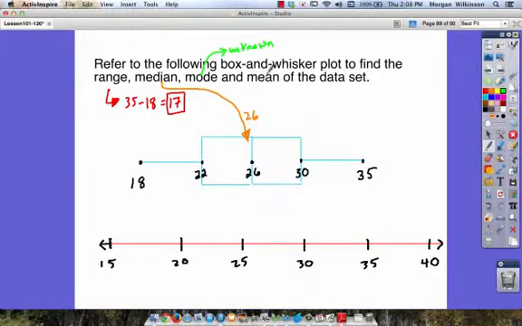And the mean. Well, to find the mean, you have to add up all the data and divide by the number of numbers. Again, all we have here are the lower and upper extremes, the median, and the lower and upper quartile. We don't know what all the data is, and we don't even know how many numbers there are total. So the mean is also going to be unknown or unknowable based on this data. And that's how we can report our answer.